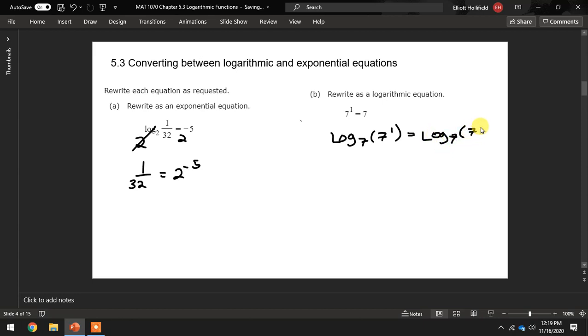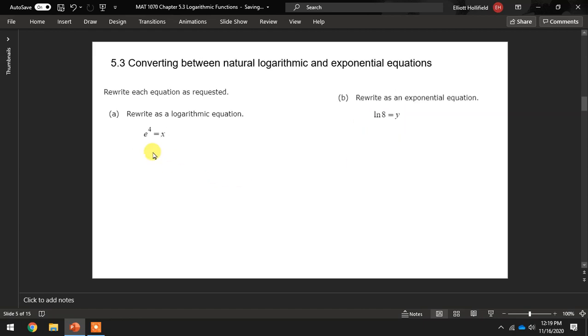Log base 7 of 7. Here these cancel, we're left with 1 is equal to the log base 7 of 7, which means the same thing as 7 raised to the 1 power is equal to 7. Now let's take it a step further and rewrite these equations involving a variable as logarithmic equations in the first case and as an exponential in the second case.